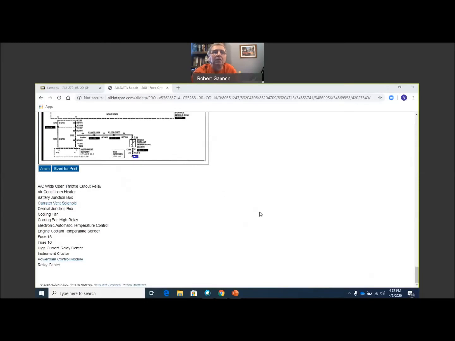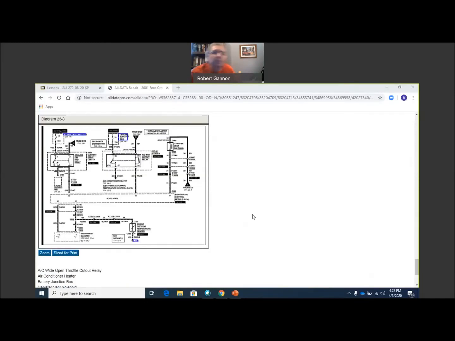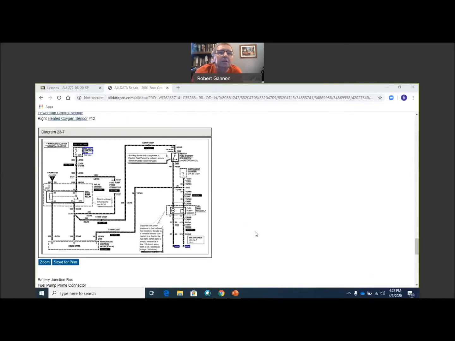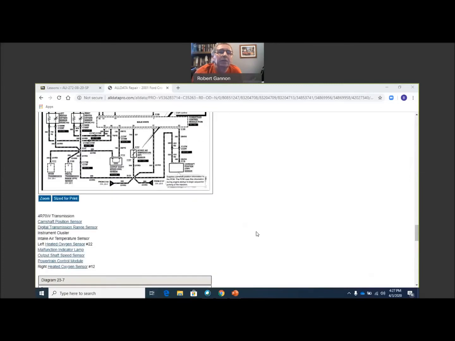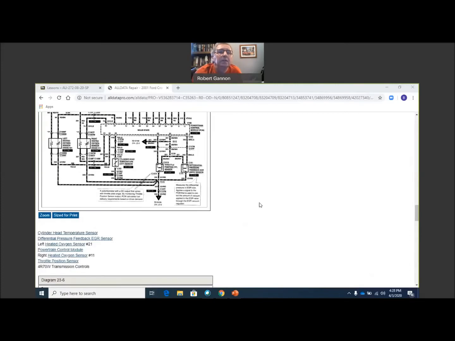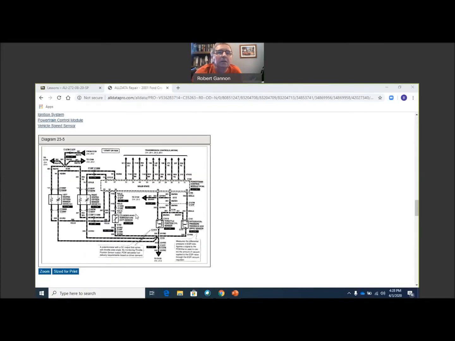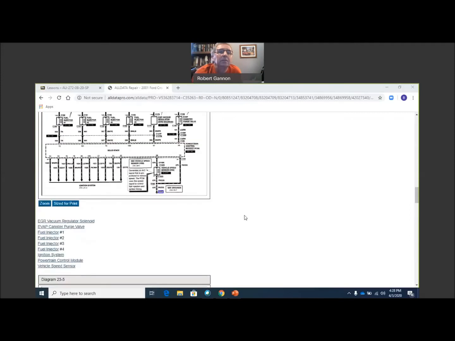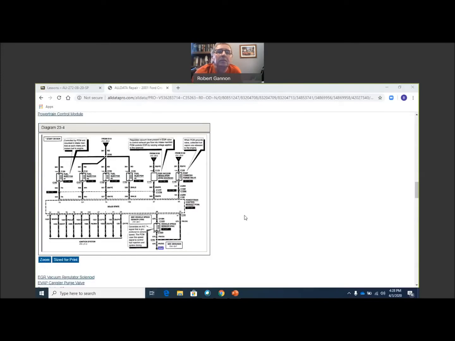Let's see if I can find that EGR vacuum regulator. Sorry, I got to stick my face right in here. It is a pretty small screen I'm dealing with. So, oh, there it is. Okay.